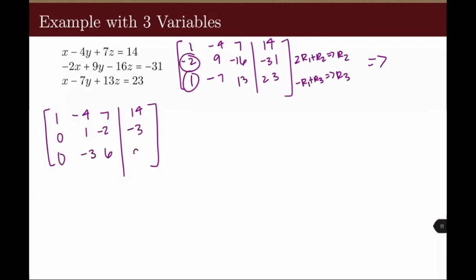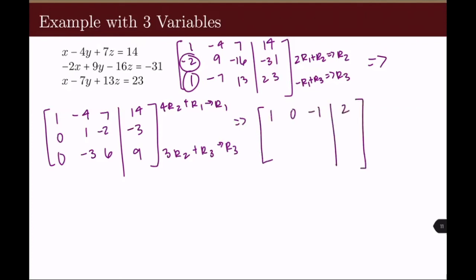And row 3 is going to change to 0, negative 3, 6, and 9. The next thing that we are going to do is 4 times row 2 plus row 1 is our new row 1. At the same time, I'm going to do 3 times row 2 plus row 3 is the new row 3. So our new matrix is going to be 1, 0, negative 1, augmented 2, then 0, 1, negative 2, negative 3, and then 0, 0, 0, 0. Because row 2 times 3 is going to cancel out row 3.